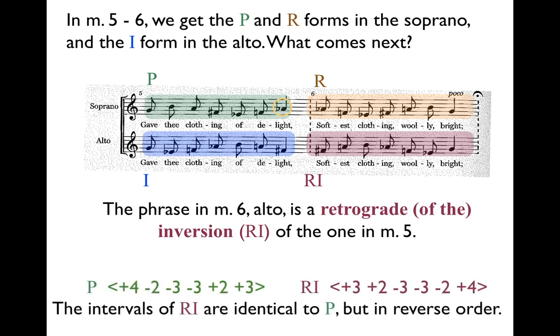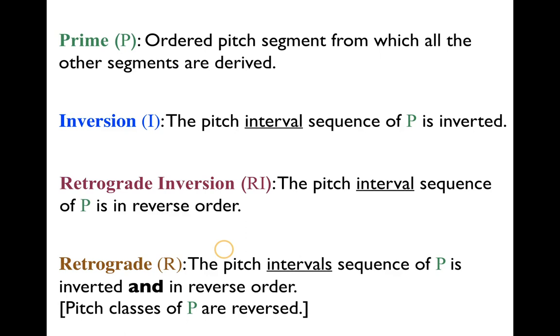Prime and retrograde inversion: the intervals of the retrograde inversion are identical to prime, but in reverse order. So we have up a major third, down a major second, down a major second, and so on and so forth. Intervallically, they relate to each other in that way.